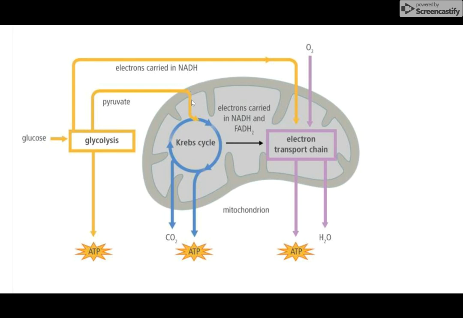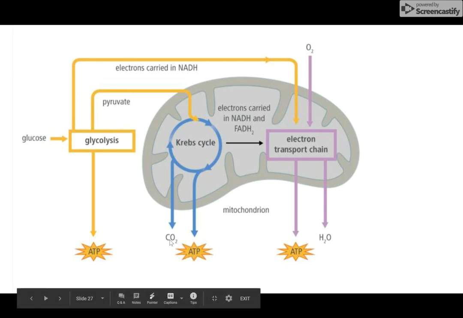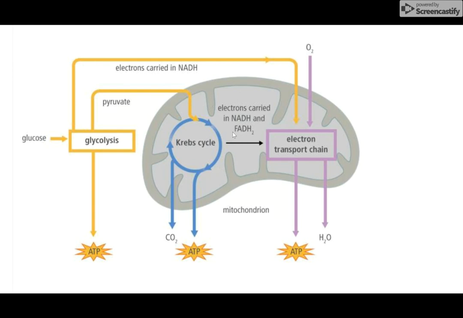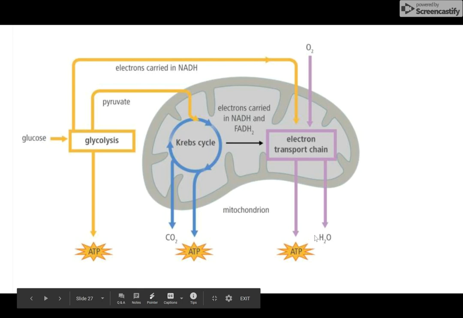Pyruvate is going to enter the Krebs cycle. And again, just like the Calvin cycle we saw in photosynthesis, the Krebs cycle is a series of chemical reactions, and we're going to release ATP and carbon dioxide from the Krebs cycle. Then we're going to make some more NADH and FADH2, and those are going to be used in the electron transport chain, where we're going to bring in oxygen, and we're going to produce more ATP and some water.